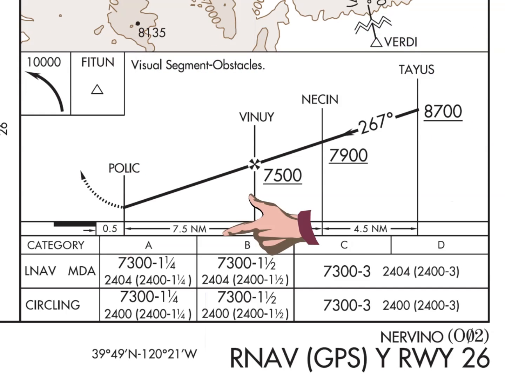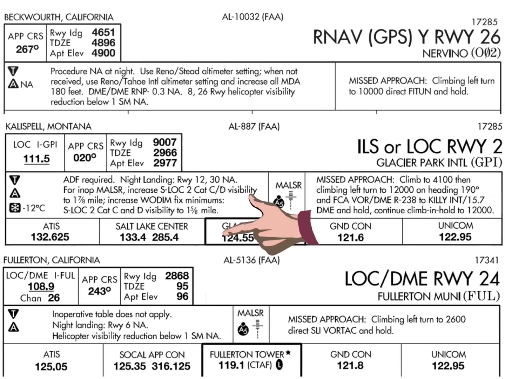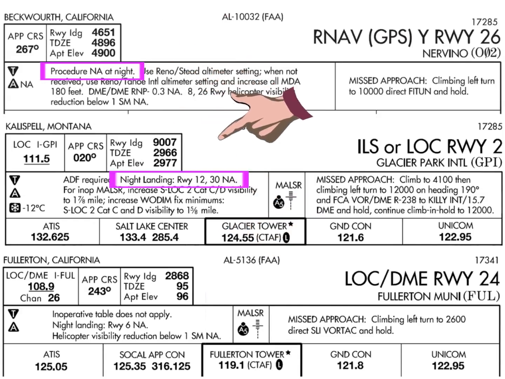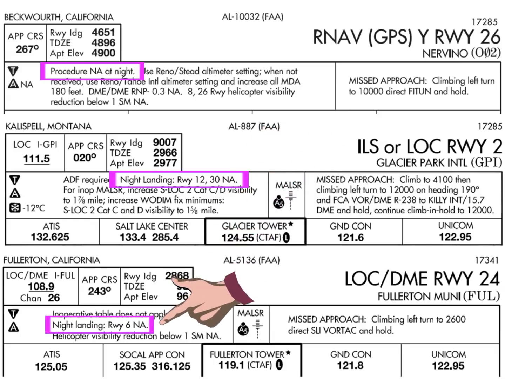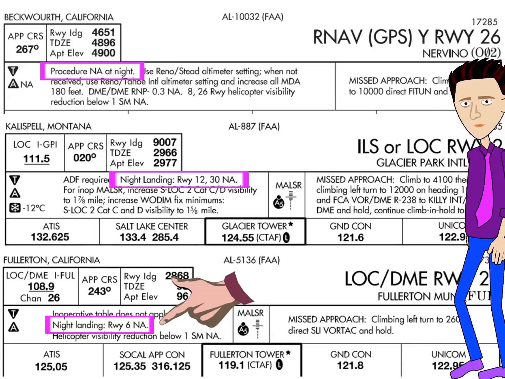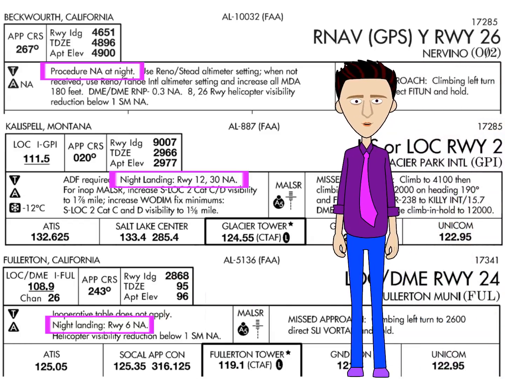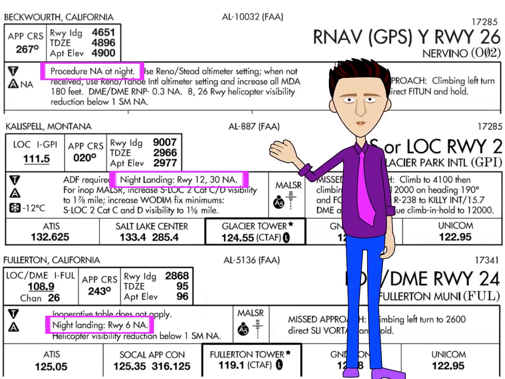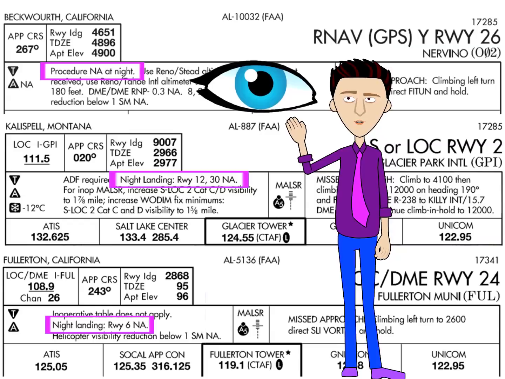And here's another clue for you. If an approach shows that some aspect of the approach, circling minimums for instance, is not allowed at night, then the possibility exists that there are unlit obstacles penetrating the 20-to-1 slope for any applicable circling runway. So act wisely in these instances and use your eyeballs accordingly.